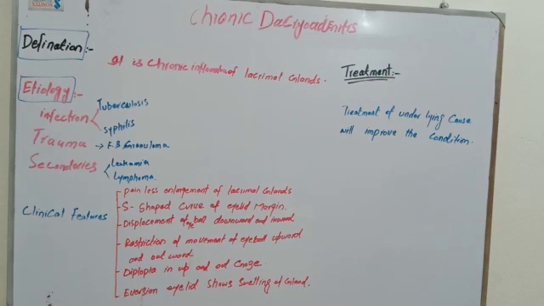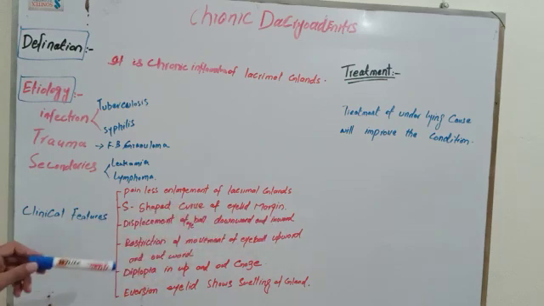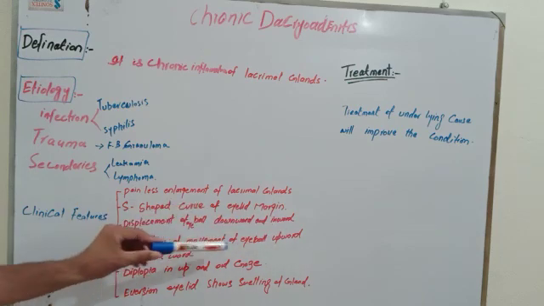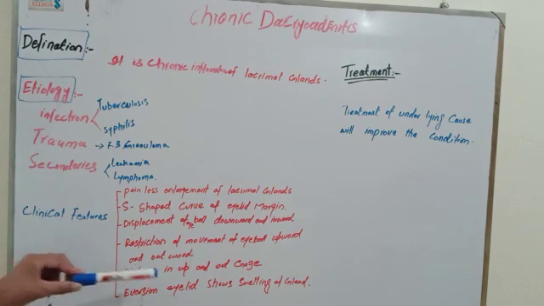Now I'm going to tell you what the clinical features are. First one, painless enlargement of the lacrimal gland. Number 2, S-shaped curve of the eyelid margin. Number 3, displacement of the eyeball downward and inward. Number 4, restriction of movement of the eyeball upward and outward. Number 5, diplopia in up and out gaze. Number 6, eversion of the eyelid shows swelling of the gland. What is the treatment?